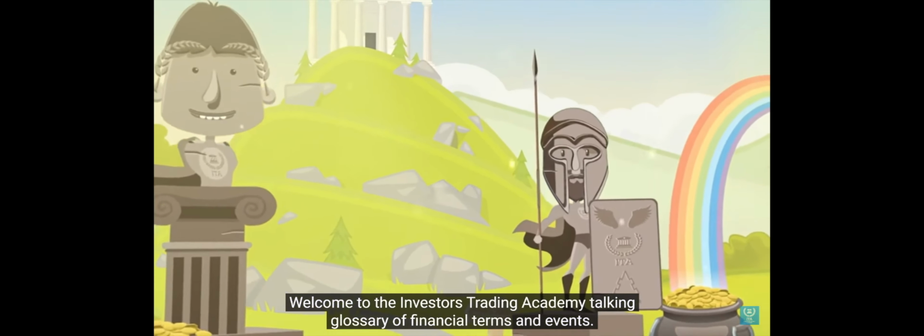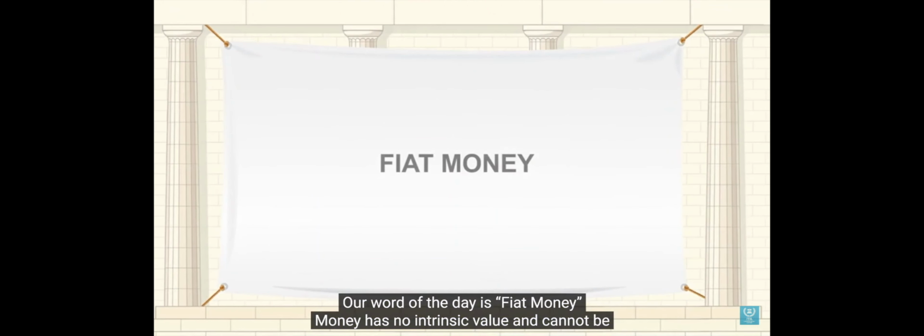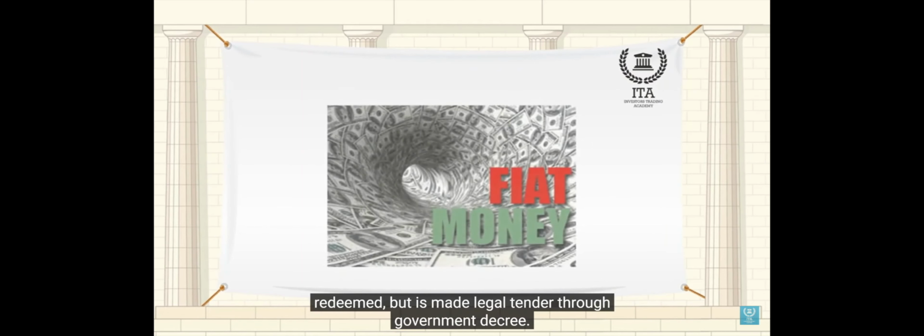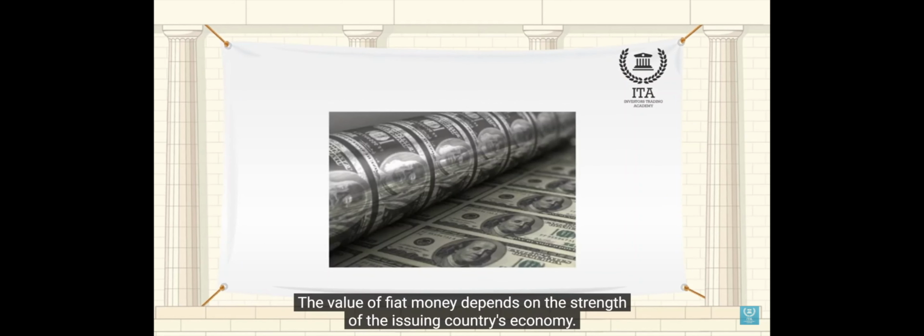Welcome to the Investors Trading Academy Talking Glossary of Financial Terms and Events. Our word of the day is fiat money. Money has no intrinsic value and cannot be redeemed, but it's made legal tender through government decree. All major paper currencies are fiat money. The value of the fiat money depends on the strength of the issuing country's economy. Inflation results when a government issues too much fiat money.